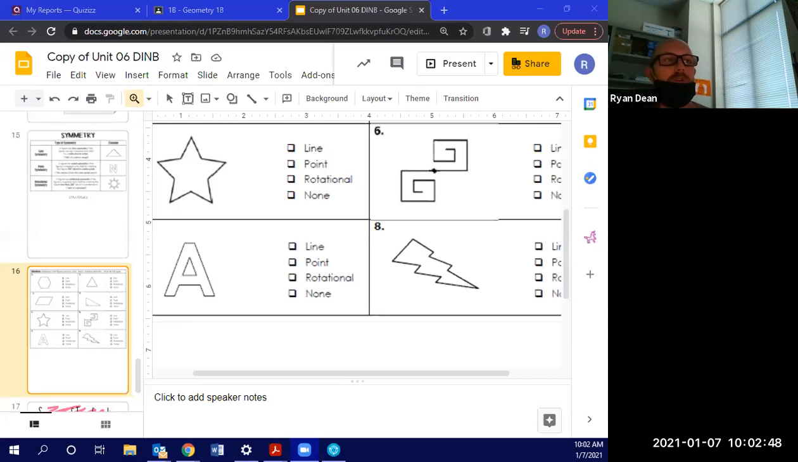And you can do these things with your computer screen. Just pick up the screen, flip it upside down for point, and then for rotational, just turn it a little bit to see if you get the same shape again at some point.